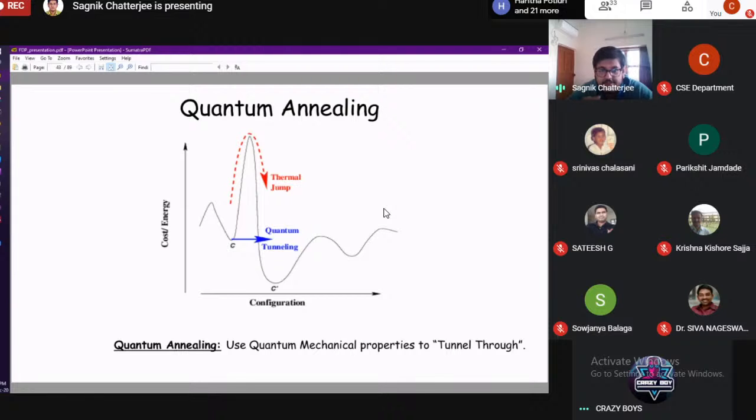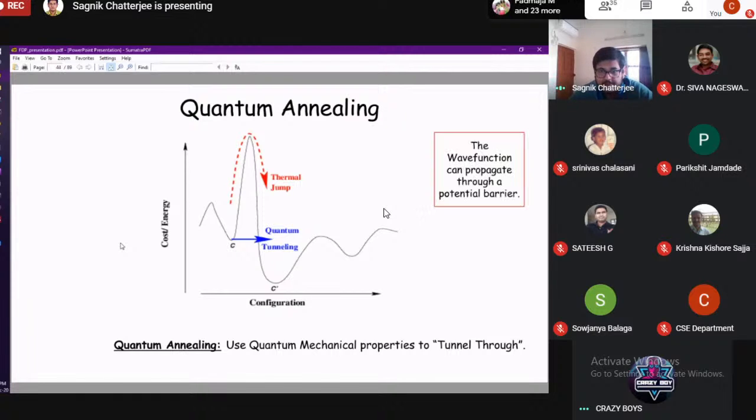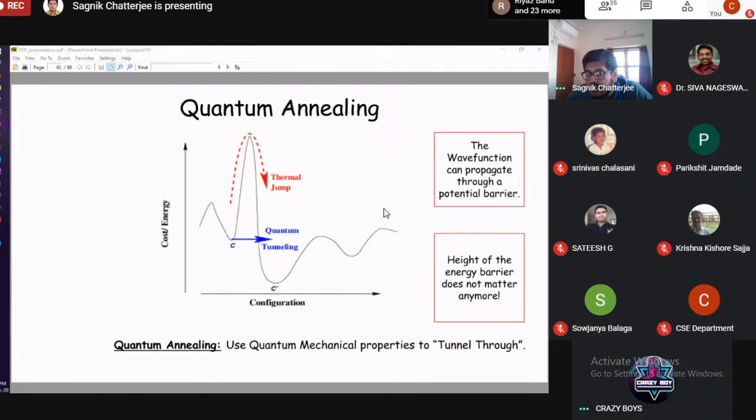As I was saying, you can tunnel through these potential barriers, which basically makes the height of the potential barrier irrelevant to our annealing problem. The wave function can propagate through a potential barrier, and the height does not matter anymore. So this is one of the unique ways in which you can take advantage of quantum mechanics over classical mechanics.